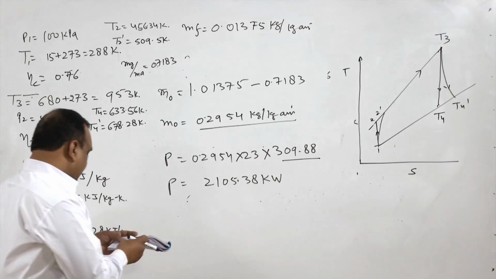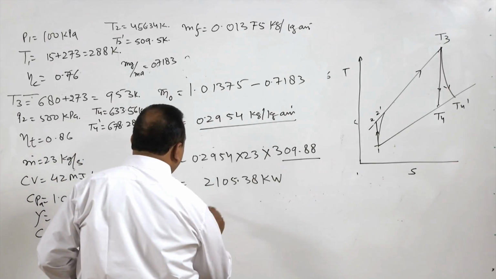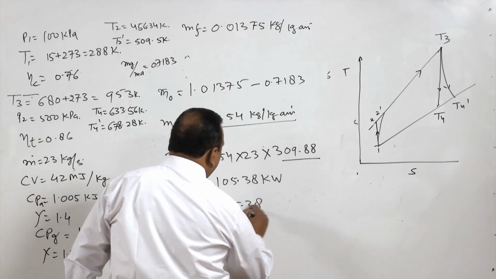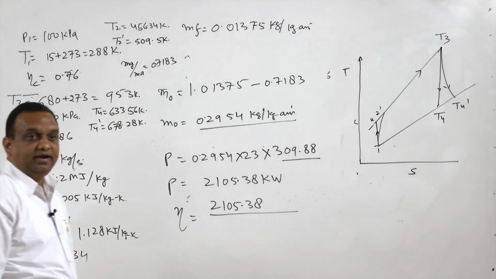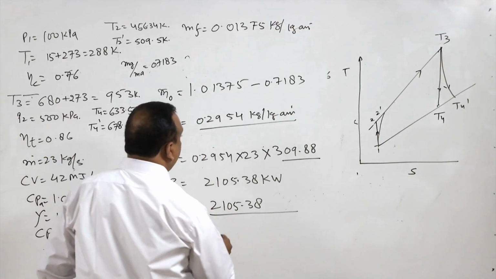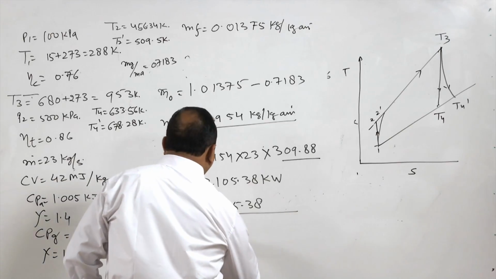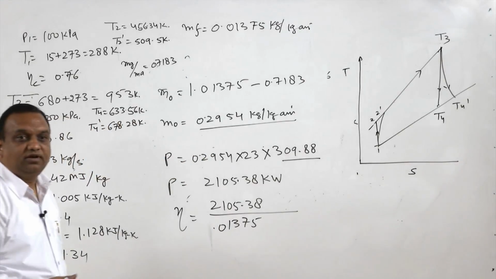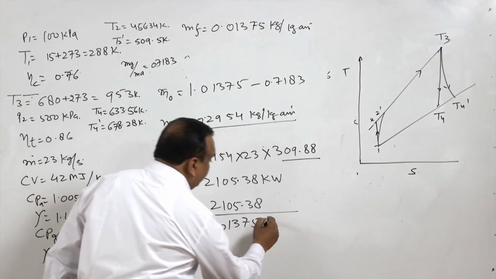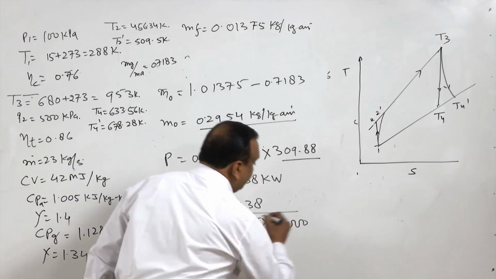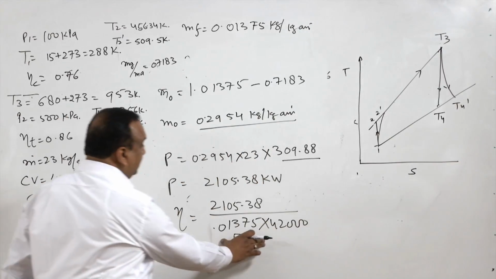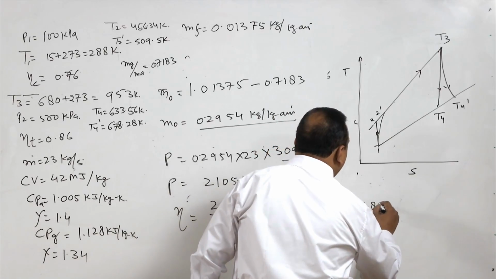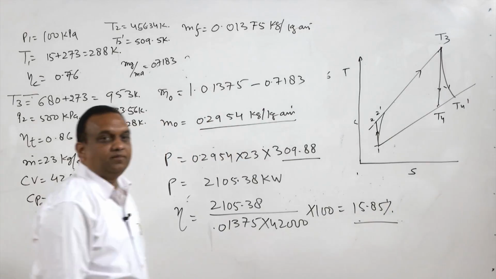Right. And thermal efficiency is equal to power output, 2105.38, divided by the heat supplied. The heat supplied is 1.01375, the mass of the fuel burned. Here we will use only the mass of the fuel burned and the calorific value of the fuel. This is the amount of heat liberated. If we take this ratio multiplied by 100, that will give 15.85%. That is the thermal efficiency of the system.